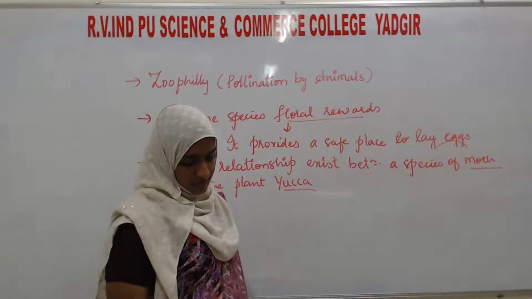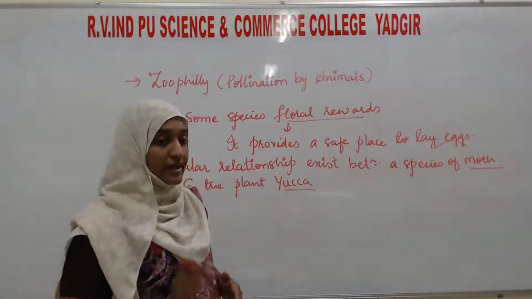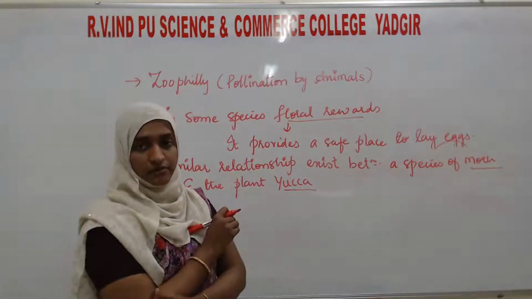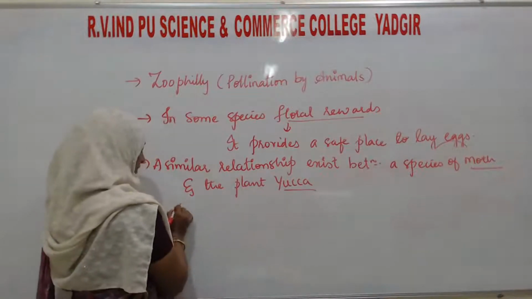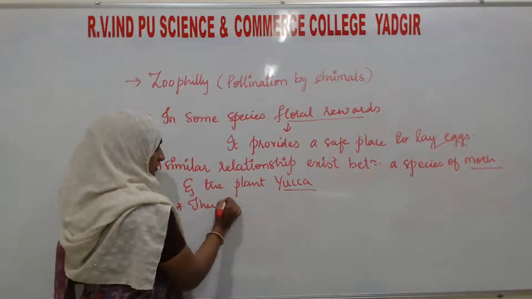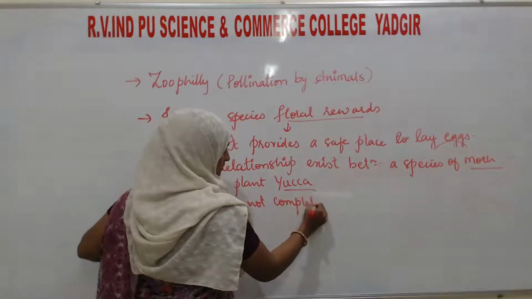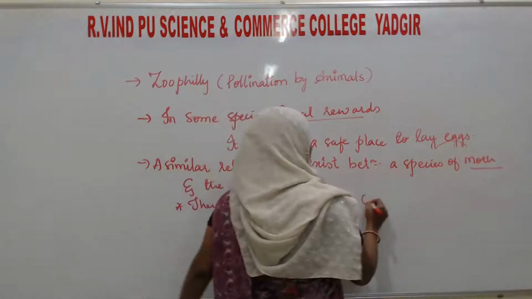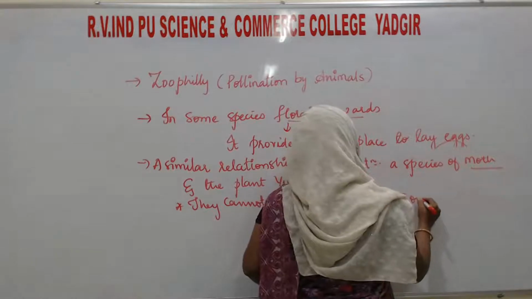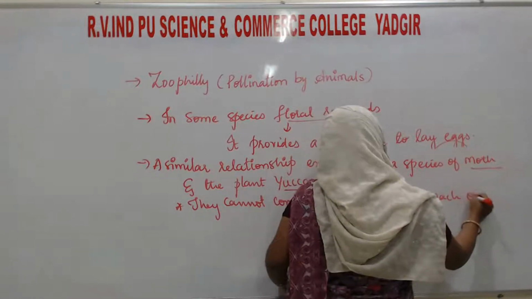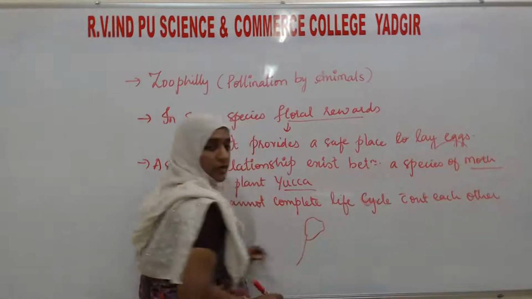So here, both species, that is the moth and the yucca plant, cannot complete their life cycle without each other. See here, the yucca plant and the moth cannot complete their life cycle without each other. How? This is the flower of the yucca plant.